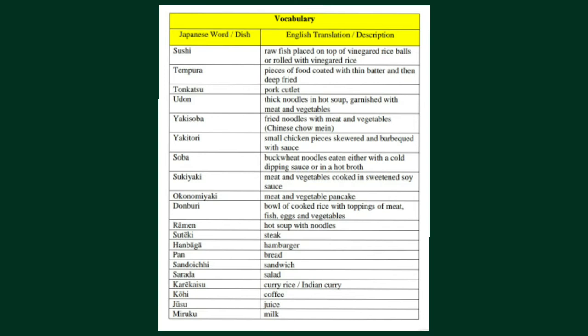Okonomiyaki, meat and vegetable pancake. Donburi, bowl of cooked rice with toppings of meat, fish, eggs, and vegetables. Ramen, hot soup with noodles. Suteki, steak. Hamburger. Pan, bread. Sandwich. Sarada, salad. Kare rice, curry rice or Indian curry. Kohi, coffee. Juice. Milk.